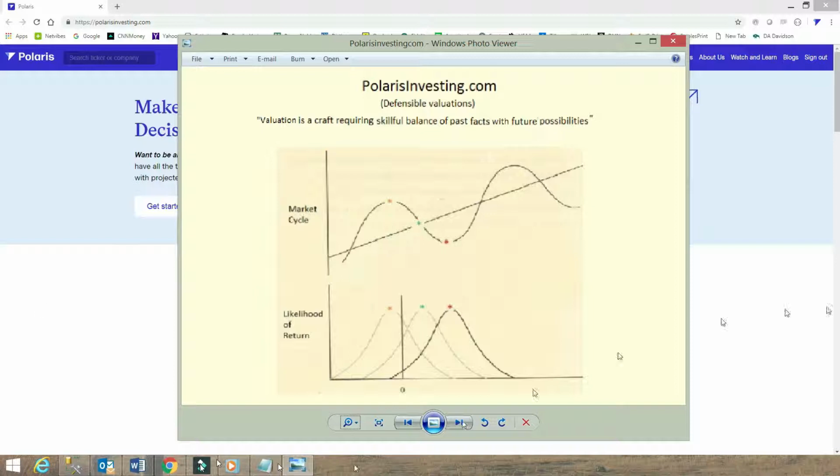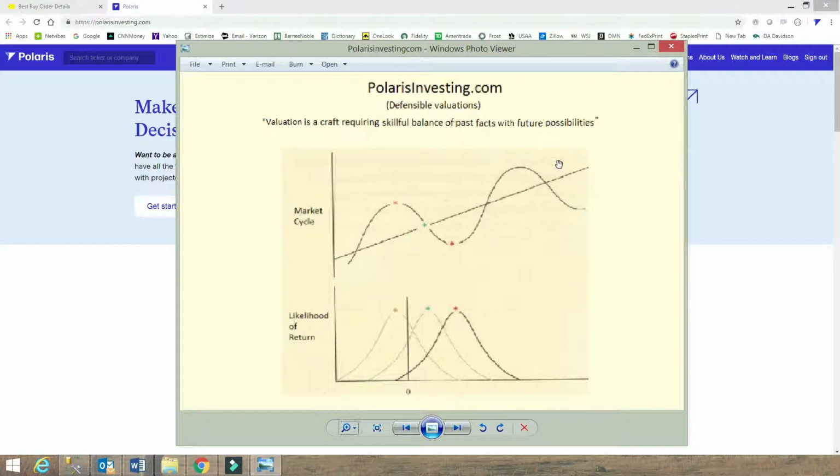As a reminder, valuation is a craft requiring skillful balance of past facts with future possibilities. If you're a frequent viewer of the featured stocks series, you may want to forward to around the 5-minute mark to skip the following additional reminders.